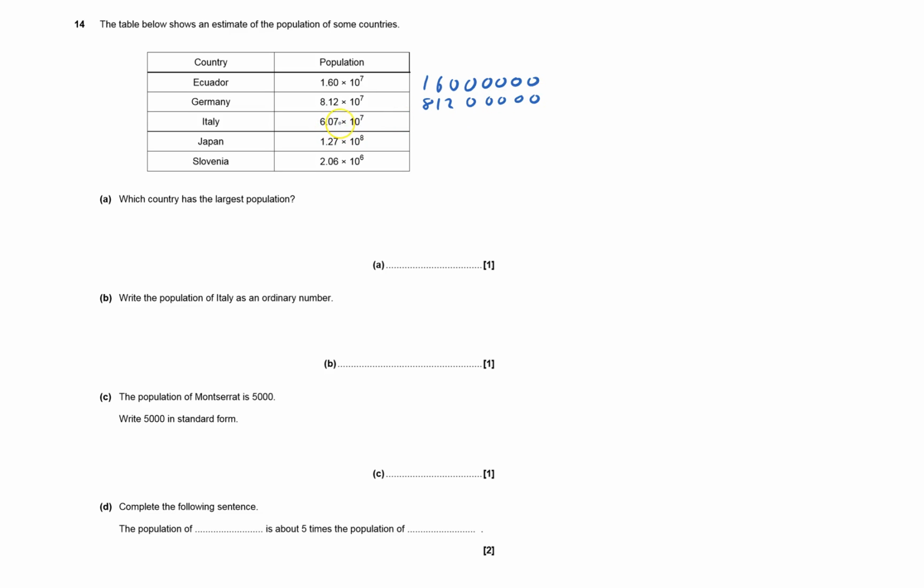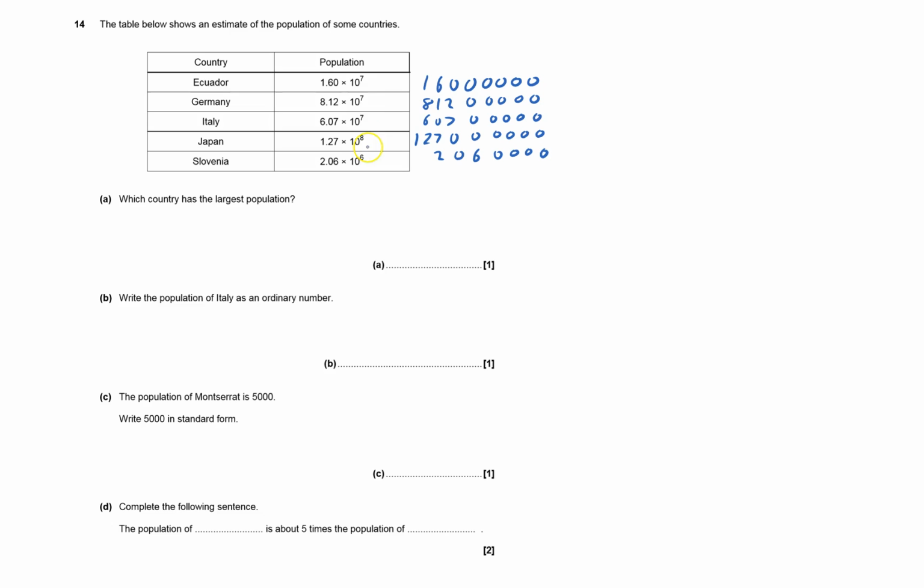This one's 6, got to move it twice, so that'll be 607, and then move it 5 more places. This one I've got to move it twice, 127, and then I've got to move it 6 places, so that's going to be 127, and then 1, 2, 3, 4, 5, 6. And the final one, I've got to move it twice, and then another 4, so that will start here, 206, then 1, 2, 3, 4.